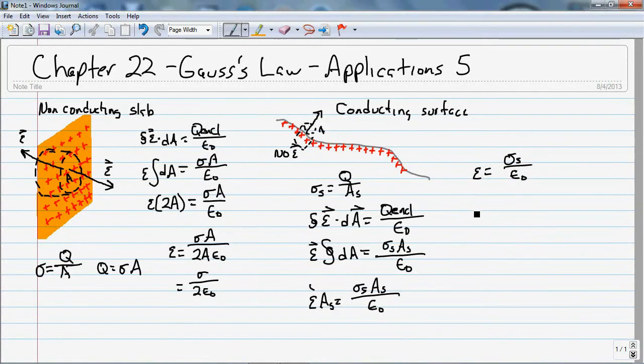So in this case, it's interesting because you get something similar, but in the case of the non-conducting slab, the electric field strength is half of what it would be for a conducting slab. And that's because the electric field gets split along the front and back side of the non-conducting shell versus it's all in one direction for the conducting shell.